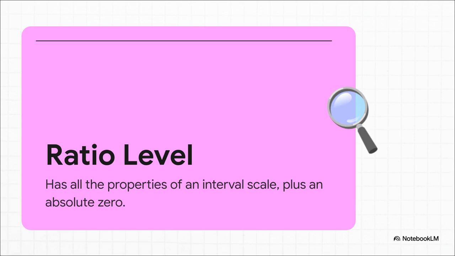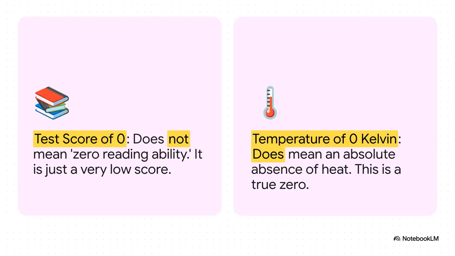And we have to be clear here. This isn't just getting a score of 0. This means a 0 that represents a complete and total absence of whatever it is you're measuring. And this is such an important distinction to get. Think about it. If someone gets a 0 on a math test, does that mean they have literally 0 mathematical ability? No way. It just means they did very poorly on that specific test.